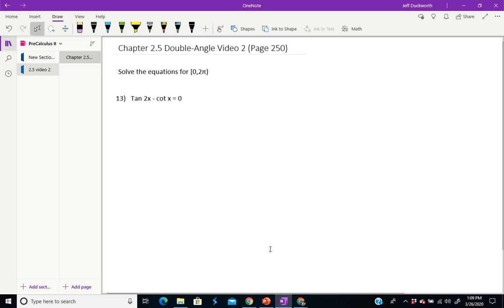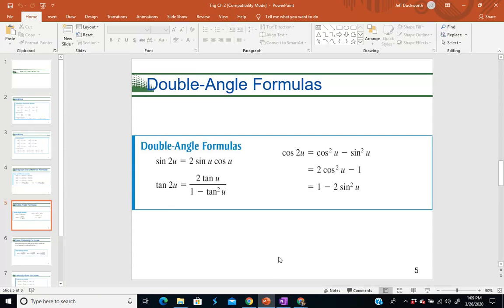Okay, so the next question I'm going to give you is from the same little group of problems on page 250. This time we're going to do number 13, and this will involve a different double angle substitution. So we start with the problem, tangent of 2x minus cotangent of x equals 0. And let's go back to the PowerPoint.